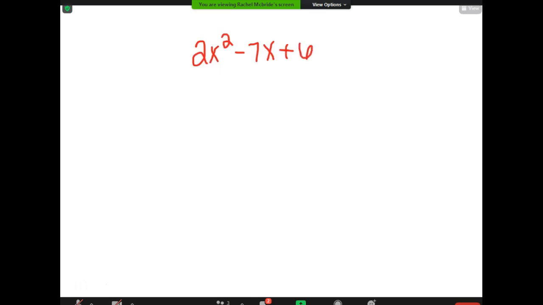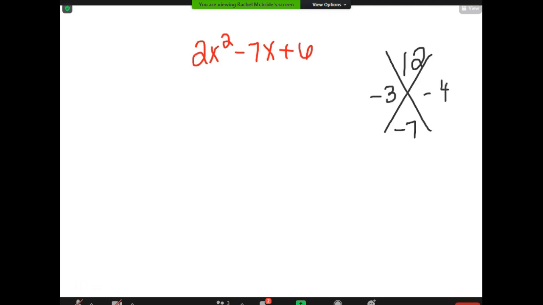Okay, and then the very, very last one we're going to look at. 2 times 6 is 12, negative 7. So now I have a negative on bottom, positive on top. That means both my numbers are negative. So in this case, it's the flip of that last one.